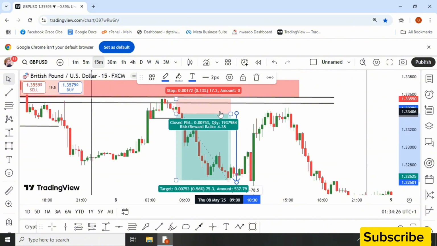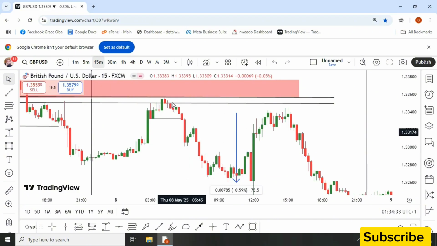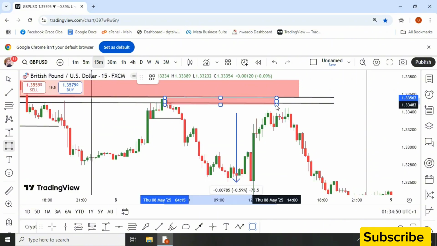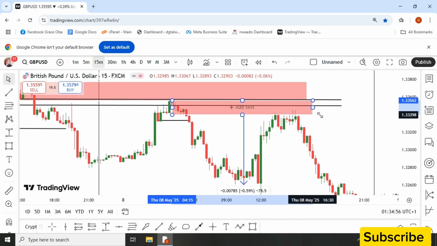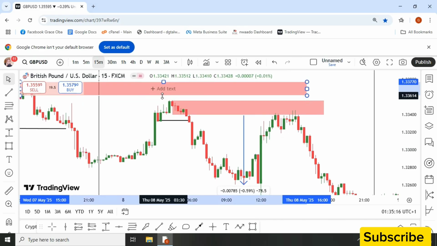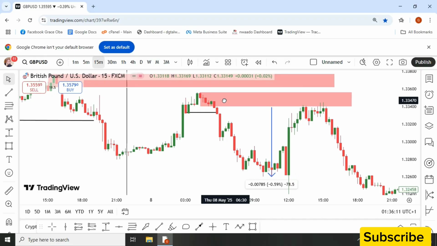So removing this, let me also show you something. From here, do you know you can also use this point as a new order block, right? Trying to mark this. So let me just adjust this one to avoid confusion. So do you know you can use this point as a new order block?